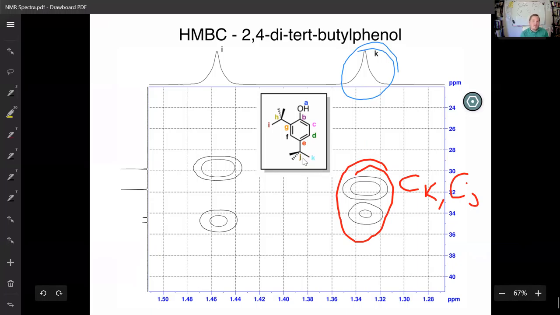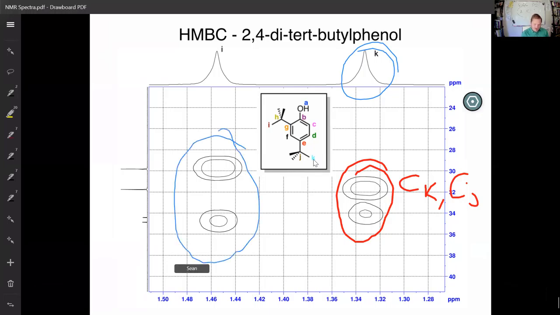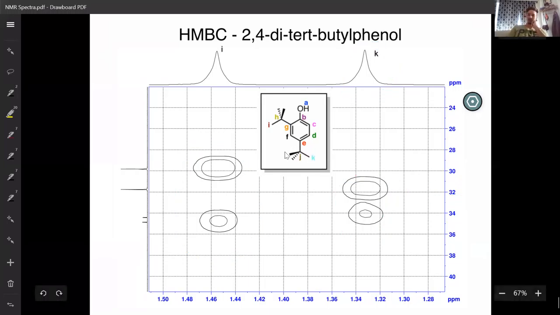If you got K right, which you probably did, then you know that the only two signals that'll show up in this area are carbon K and carbon J. And you probably already figured out carbon K from the HSQC. So the one of these that's not carbon K is carbon J. And you'll get the same logic on this one for hydrogen I and carbon I and carbon H.